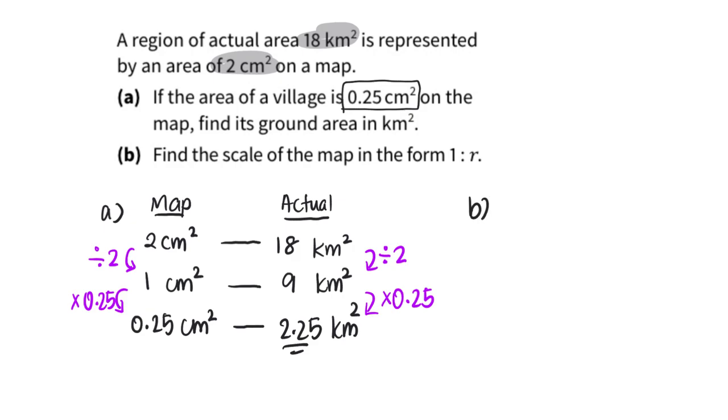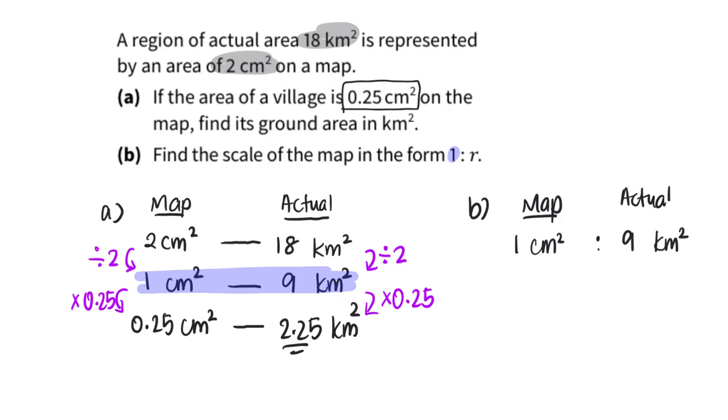Part B. What is the scale of the map? So notice for part B, Mr. Tan is going to rely on this part here. Since we want the 1 cm on the map, I will start off with 1 cm square is to 9 kilometer square, which is on the actual. This is the blue color that I started off with.